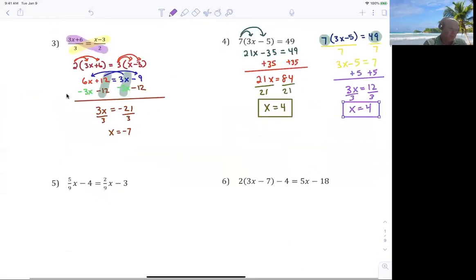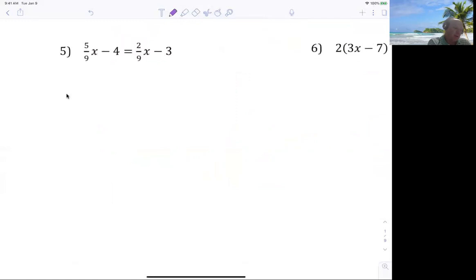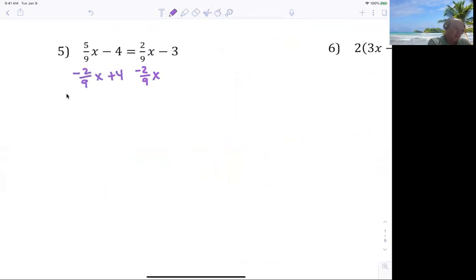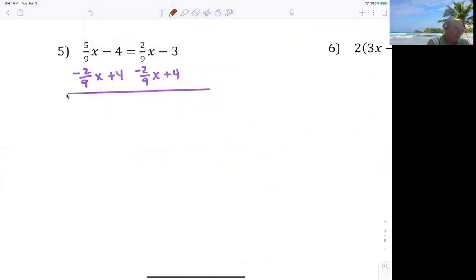All right. Now, here we go. Number 5. For this problem, I'm going to subtract. Now, again, this is fraction, so I want to be careful. Subtract 2/9. Add 4. All right. Let's see how you did with your fractions. 5/9 minus 2/9 is 3/9 x equals -3 plus 4 is 1.